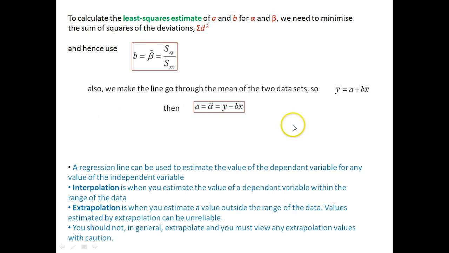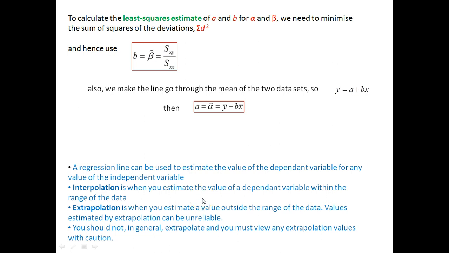This regression line can be used to estimate the value of a dependent variable for any value of the independent variable. Our y is the dependent variable because our x is the independent variable. So we pick an x value and we can estimate the y value using our estimates a and b for alpha and beta.